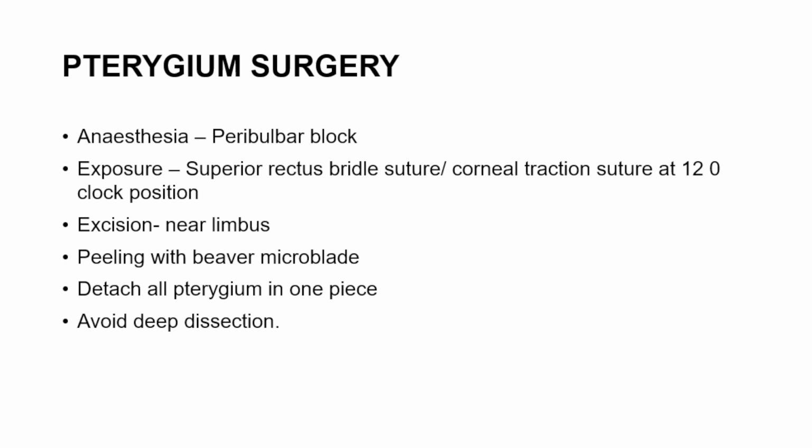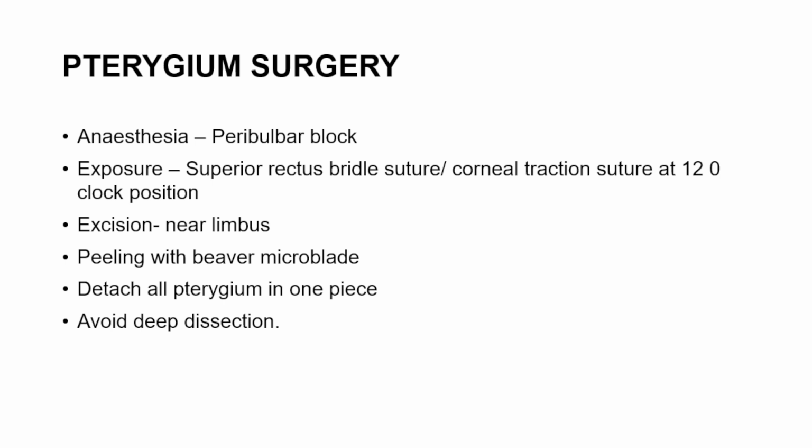With strict aseptic precautions, we give a peribulbar block for pterygium surgery, and a speculum is applied. A superior rectus bridle suture or corneal traction suture is placed for exposure, depending upon the surgeon's choice. Excision of the pterygium is from the head end near the limbus, and it is peeled with the Beaver microblade as a whole, in a single piece, without leaving any ragged edges or tissue behind. The area over the cornea is smoothened with either a burr or a buckle blade.